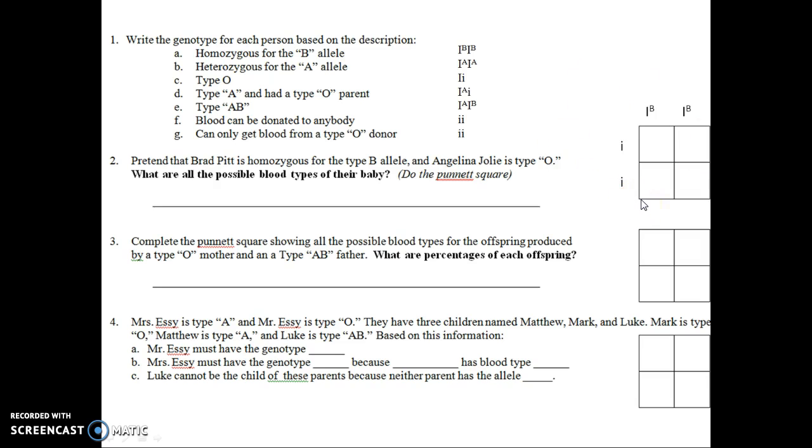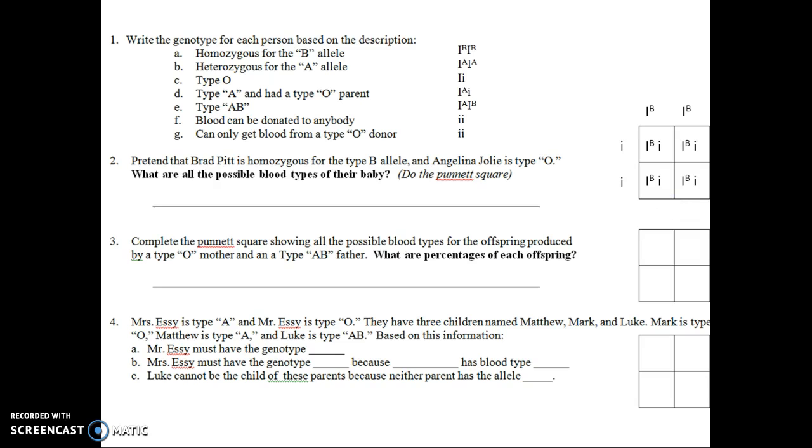So what is their baby going to be? Well, in every situation, Brad is going to be giving the capital IB and Angelina will be giving the lowercase i. So all 4 genotypes will be the same, meaning the phenotype, the only type of baby they could have, would have type B blood.